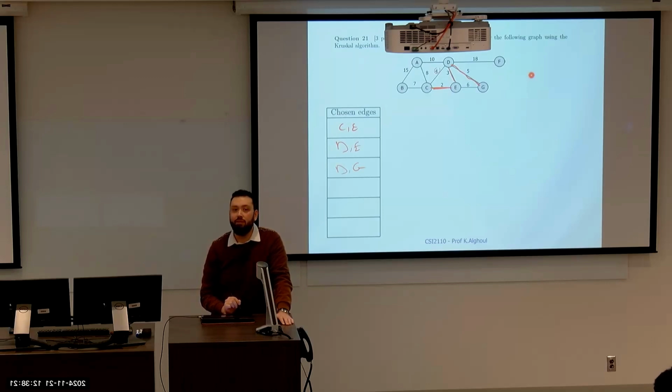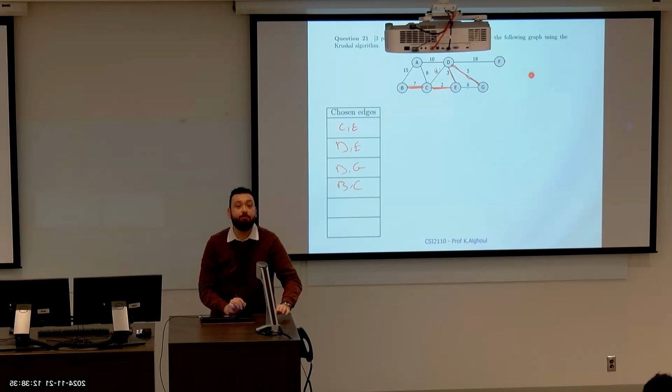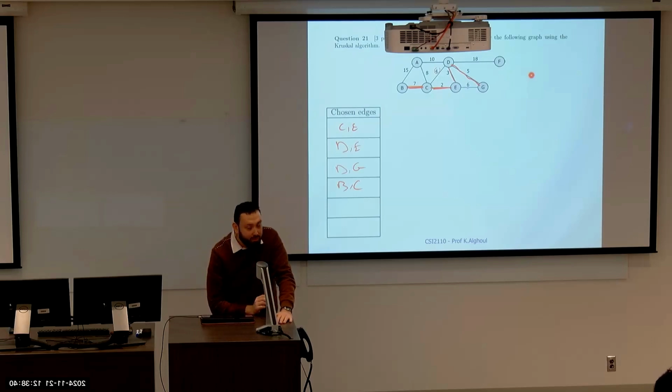Do we see anyone? Yes, BC. So let's check. Do I have 5, 6? Can I take it? No, there's a cycle. So the next one is going to be 7. So I can say BC. Next one. Yes, AC. So AC, yes.